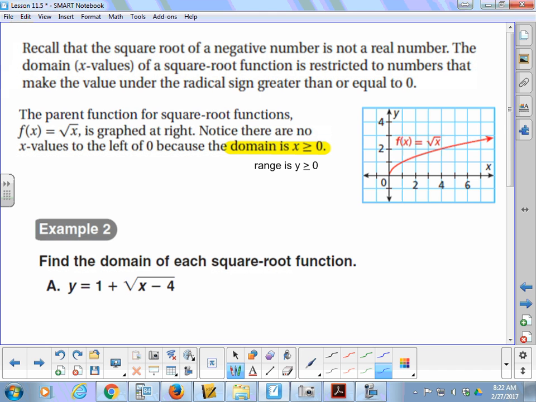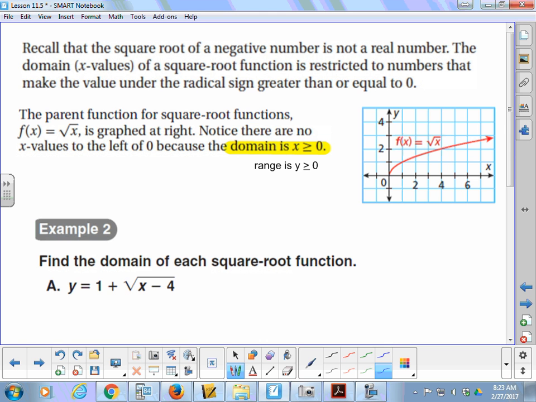So first of all, one thing to remember is we cannot take the square root of a negative number. Right? So the domain of a square root function is restricted to numbers that make the value under the radical sign greater than or equal to 0. So here's the graph of f of x equals the square root of x.